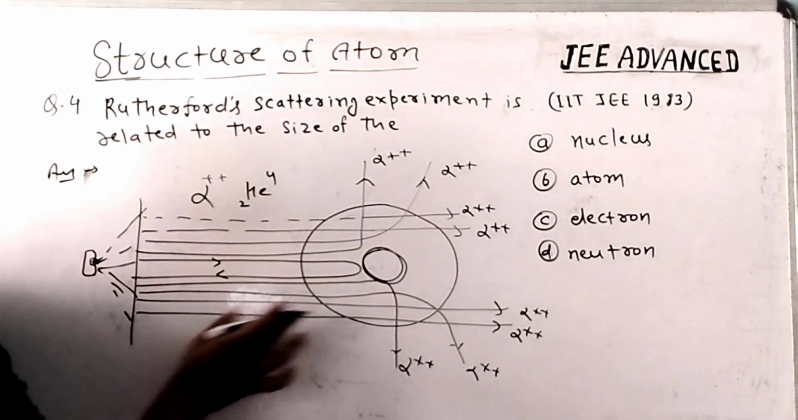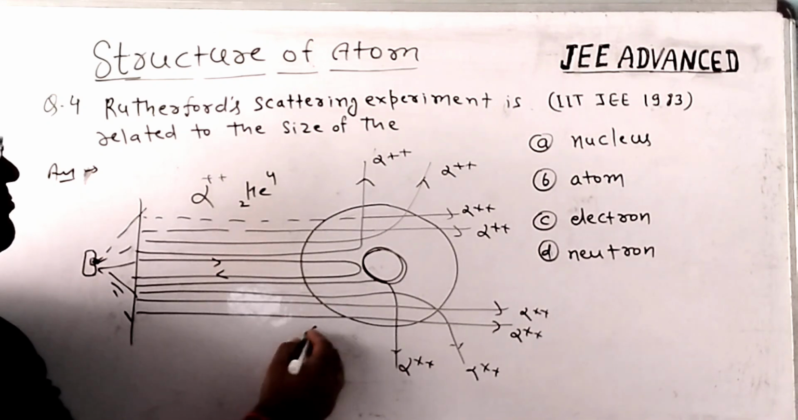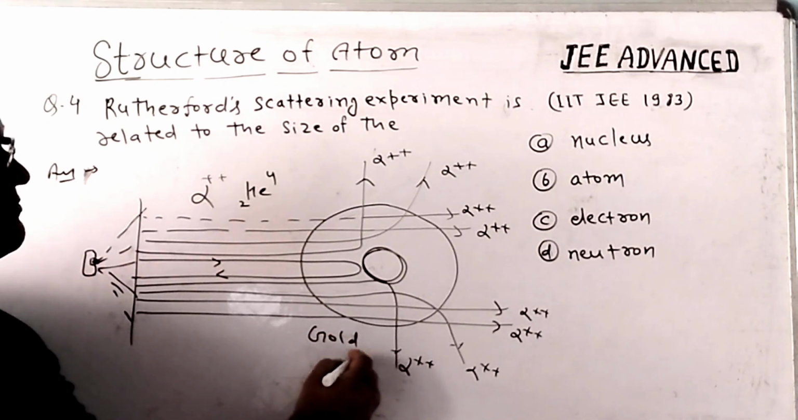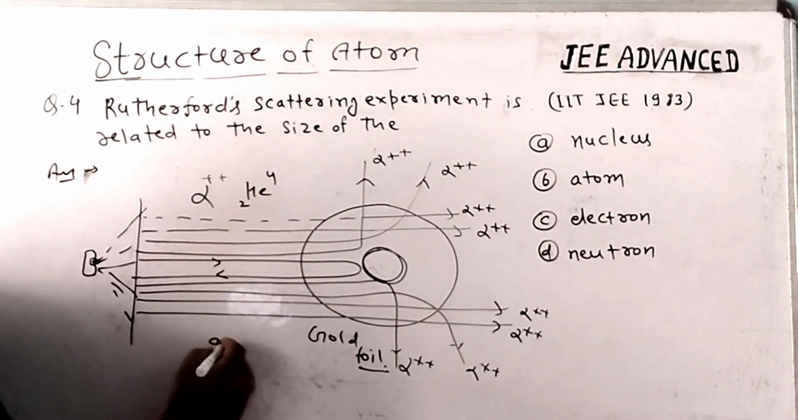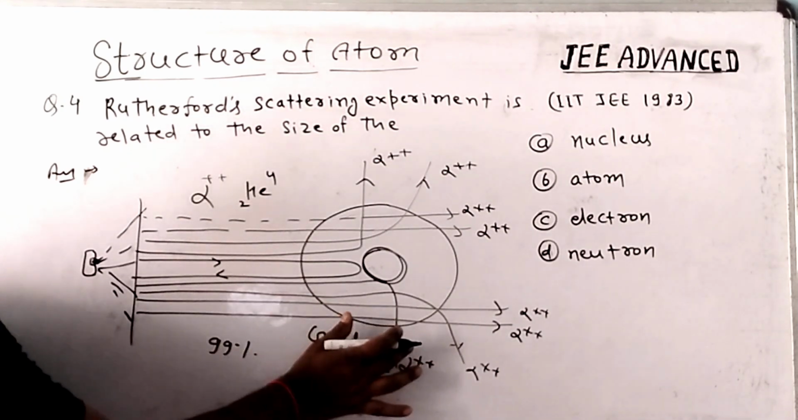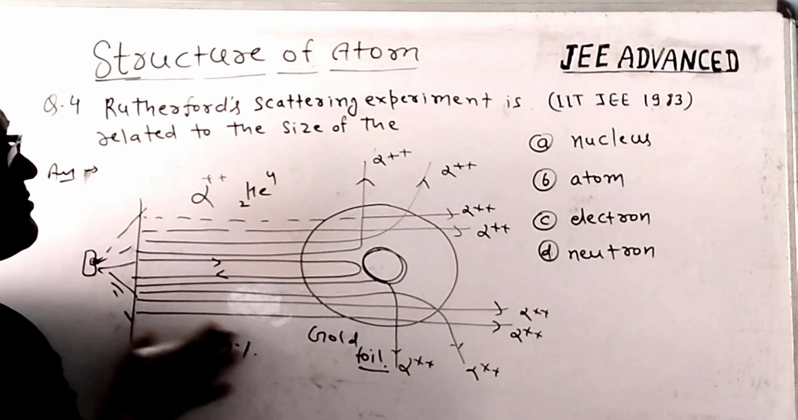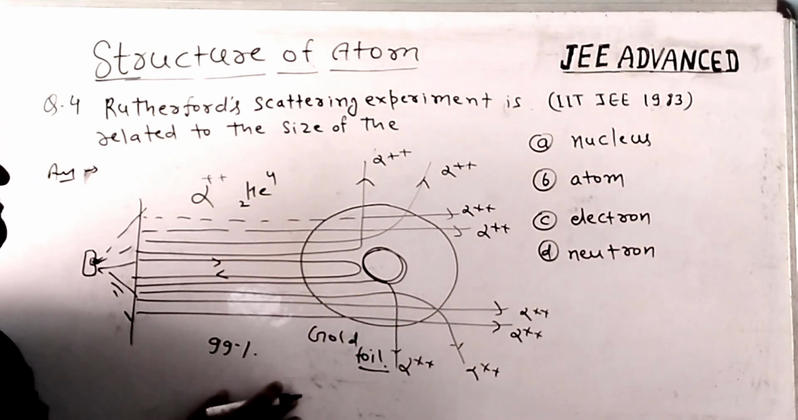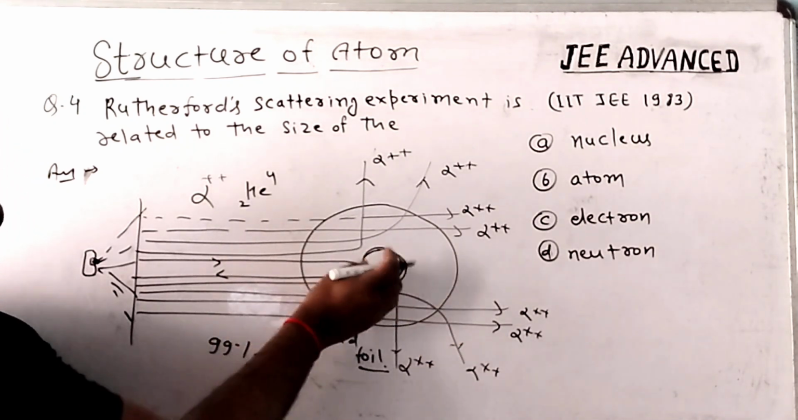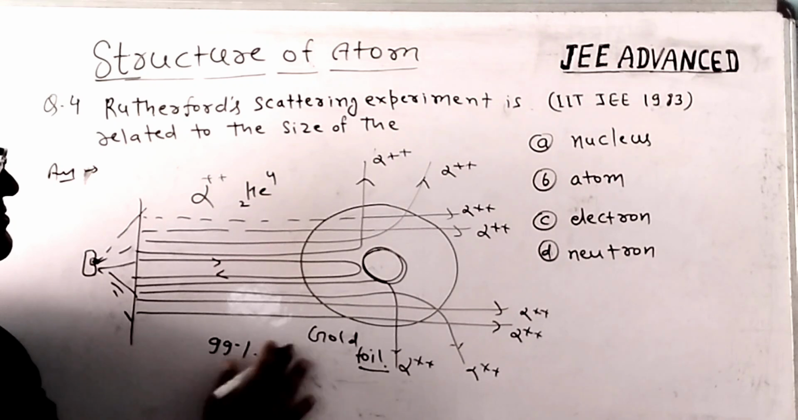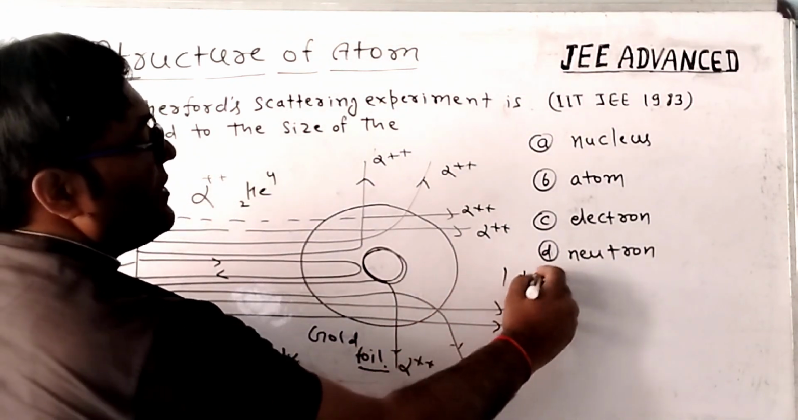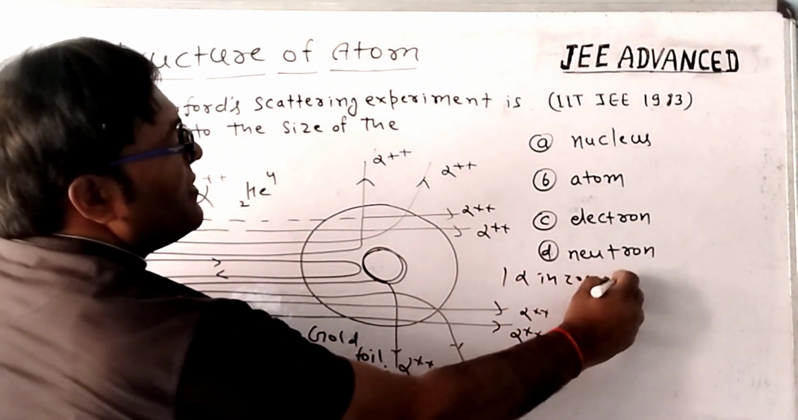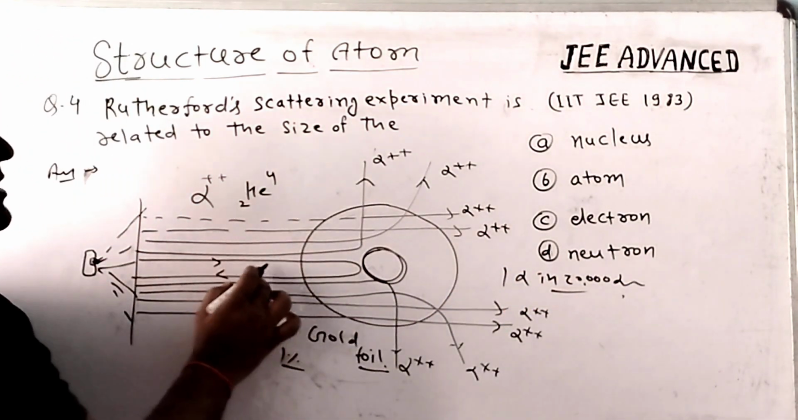So whenever alpha particles strike the thin gold foil, then most of the alpha particles, 99%, strike the gold foil and cross the gold foil without deviation. Some alpha particles are slightly deviated from their path, 1% or less than 1% near about, but a very few number of alpha particles, 1 alpha in 20,000 alpha particles, return back from their path.